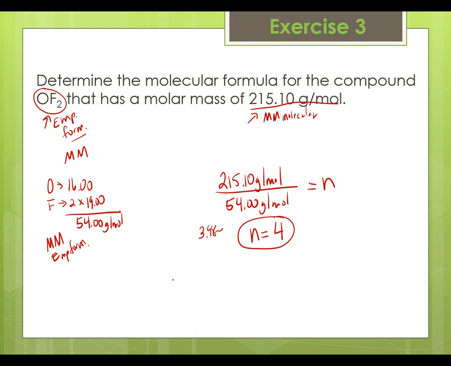So what do I do with this? Then I take my OF2 here and I multiply everything by 4. So this is like an understood 1. So it becomes O4, and then 4 times 2, the F is an 8. So this is going to be my molecular formula.